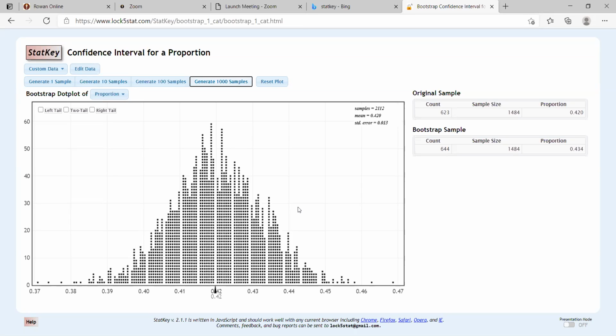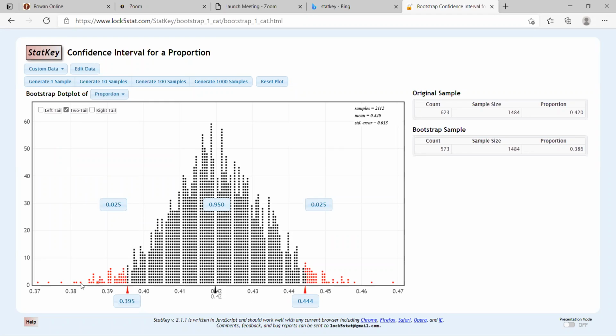All right. Now, how do we create a confidence interval? The first thing we're going to do is click this box that says two tails here, because we want to create an interval. And when I click this two tails here, notice what happens. I've created an interval in the middle here, right? Interval in the middle between these two values, 0.395 and 0.444.